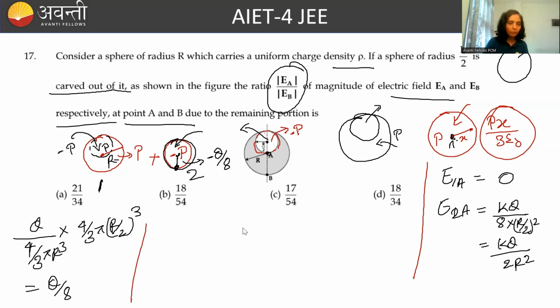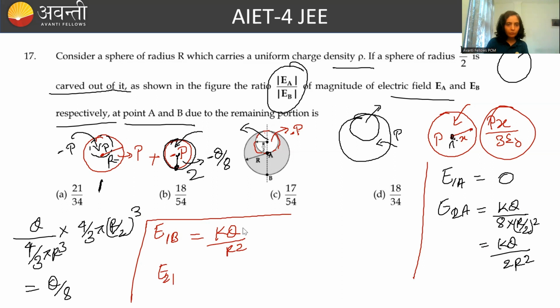Now we need to calculate EB. Let's calculate E1B first. Because of system 1 at B, what will be the electric field? KQ by R square, because system 1 has a total charge of Q and B is at its periphery. So E1B is KQ by R square.